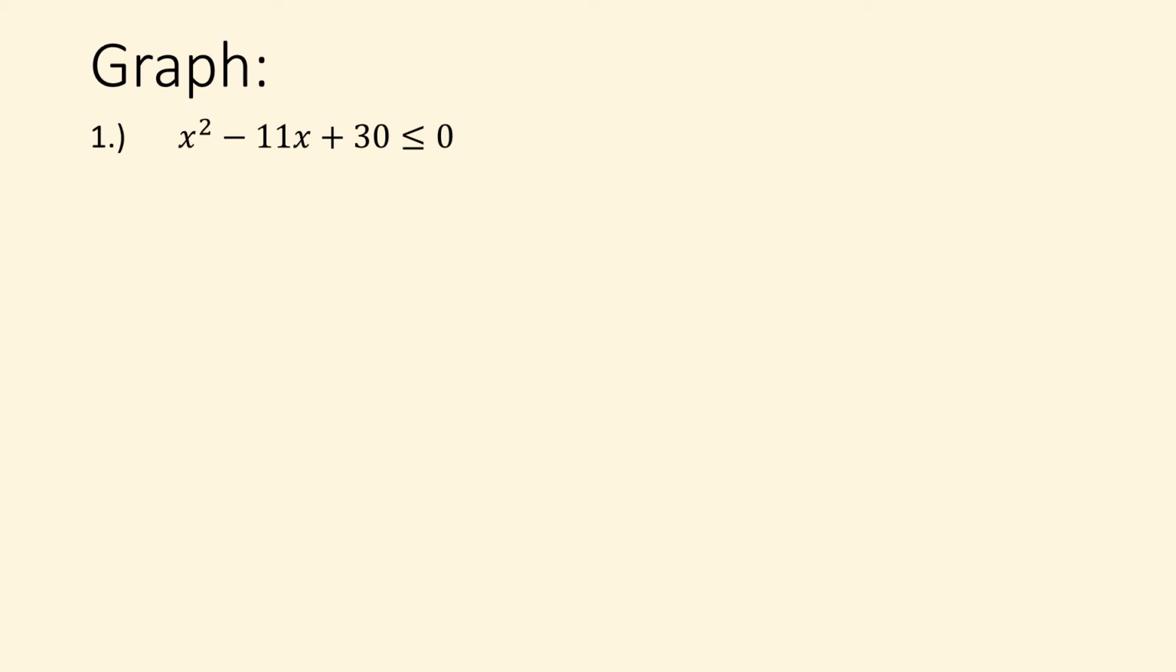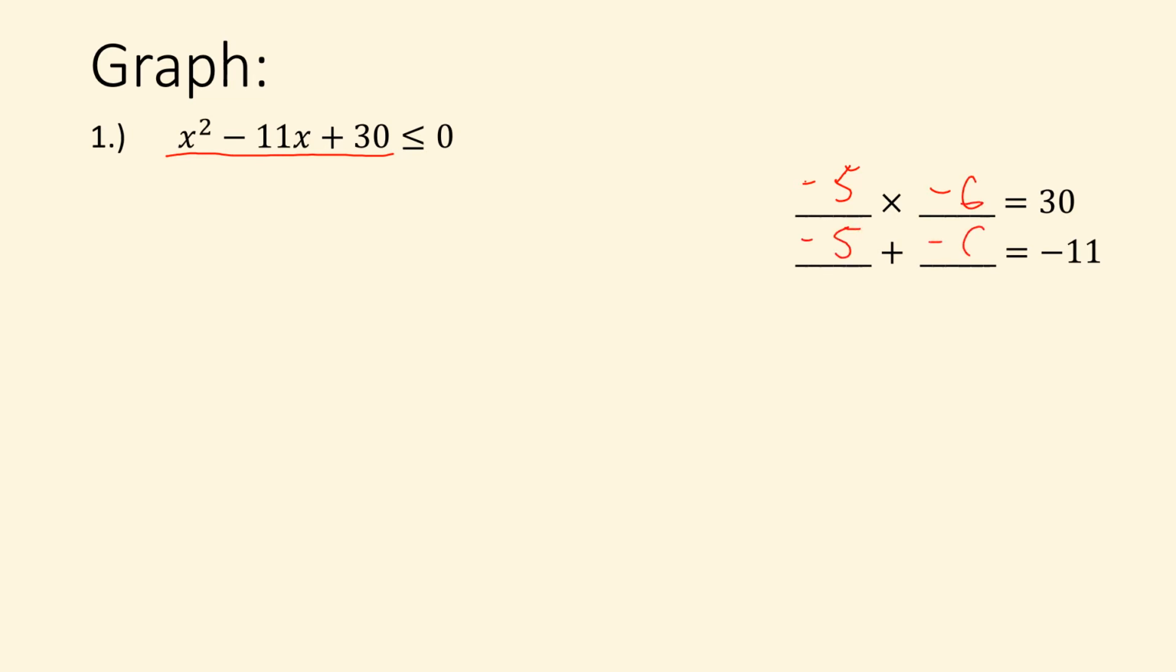Notice there's no y equals here, so we're not graphing a parabola. Instead, what we want to do is factor this equation using earmuffs. So blank times blank is 30, blank plus blank is negative 11: negative 5, negative 6. It's the easier earmuffs because there's just a 1 here. We can jump right to those parentheses. x minus 6 times x minus 5 is less than or equal to 0.